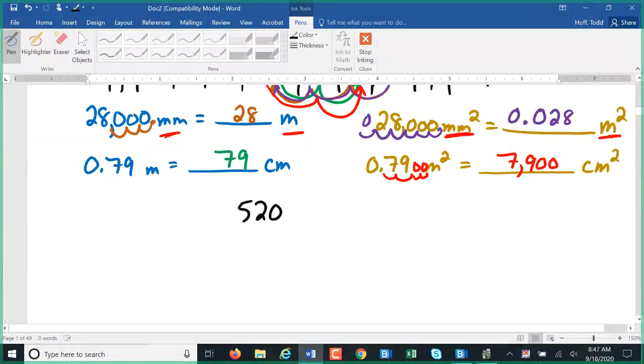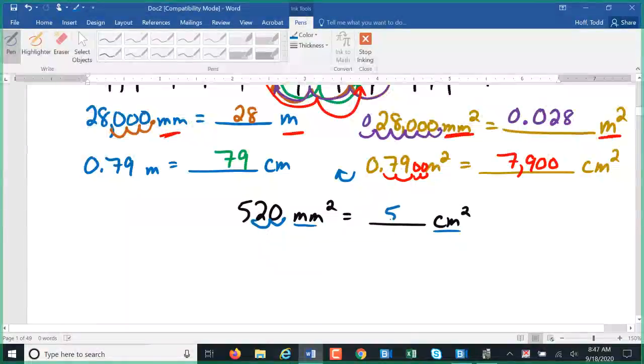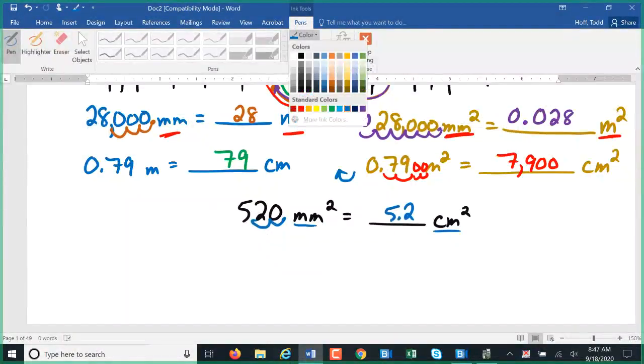I have 520 millimeters squared to centimeters squared. On my chart, from millimeters to centimeters is 1 spot to the left. But these are squared. So I have to go 2 decimal places for that one spot. So I have to go 1, 2, that is 5.2 centimeters.